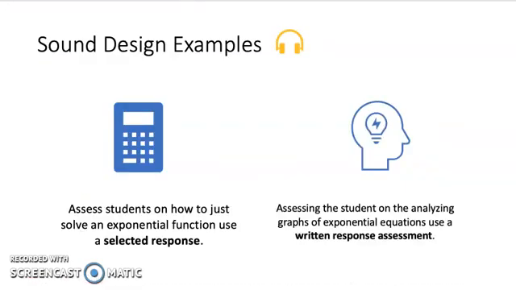Some sound design examples: if I wanted to assess students on how to just solve an exponential function, which is a knowledge target, I would use a selected response. However, if I'm assessing students on analyzing graphs of exponential equations, which is a reasoning target, I would use a written assessment. A teacher should use all methods to assess based on the learning outcome. If the wrong method is chosen, teachers and students will not receive the feedback as it was intended. That is why sound design is so important in creating a quality assessment, and Stiggins talks a lot about this in his book.